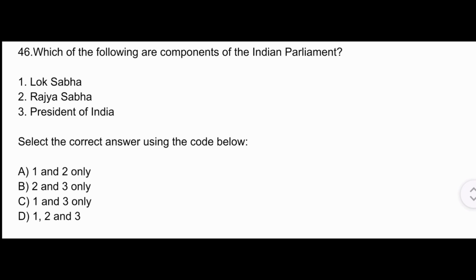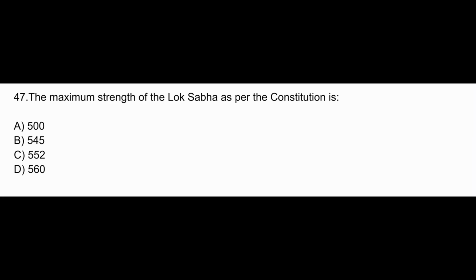Next question. Which of the following are components of the Indian Parliament? 1. Lok Sabha. 2. Rajya Sabha. 3. President of India. Select the correct answer using the code below. The next question. The maximum strength of the Lok Sabha as per the Constitution is option A, 500; option B, 545; option C, 552; option D, 560.